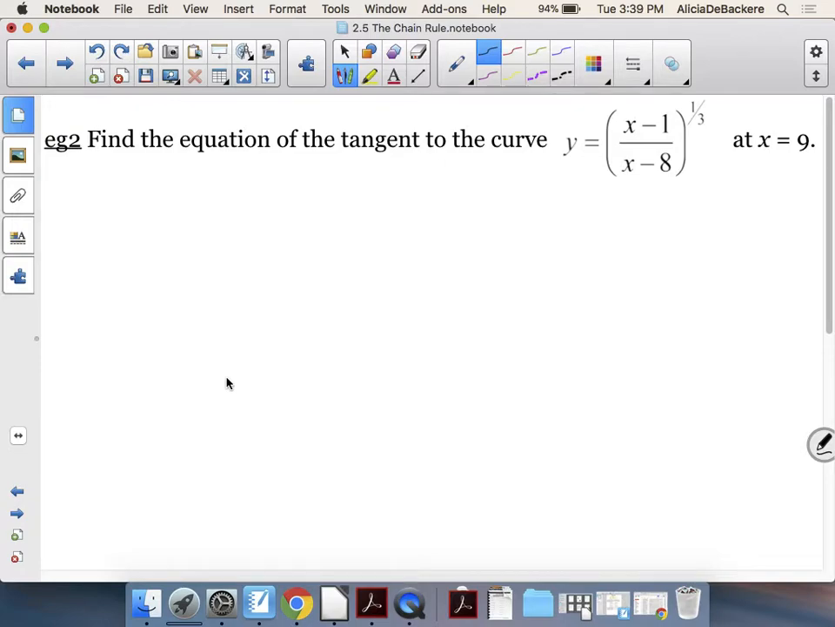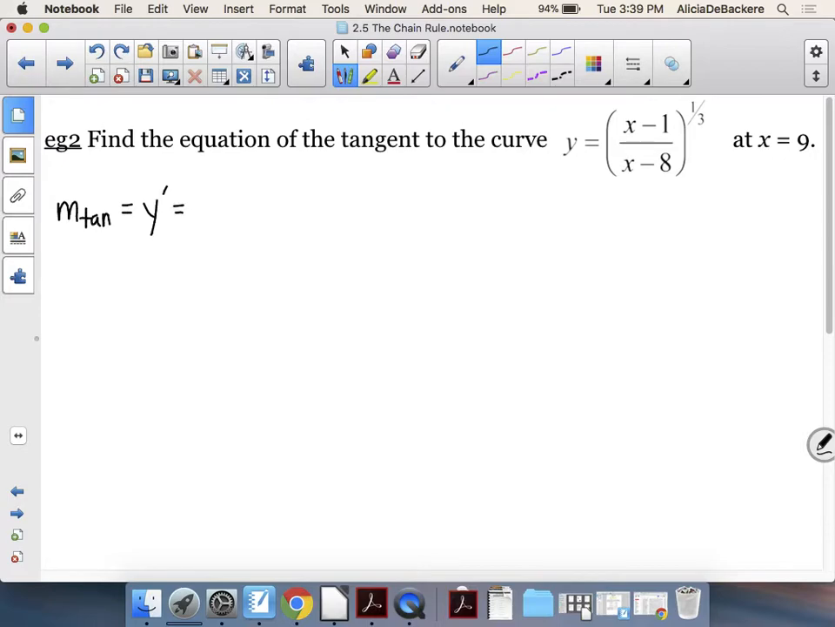So example 2. In this one, we're going to find the equation of the tangent to the curve y equals, and we've got a rational function inside of a power function of 1/3 there. And I want to find that equation when x is equal to 9. So my y prime, my derivative, because I know that I want the equation of the tangent, I want the slope of the tangent, which is equal to y prime.